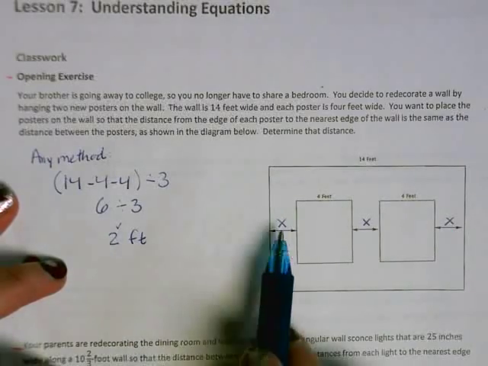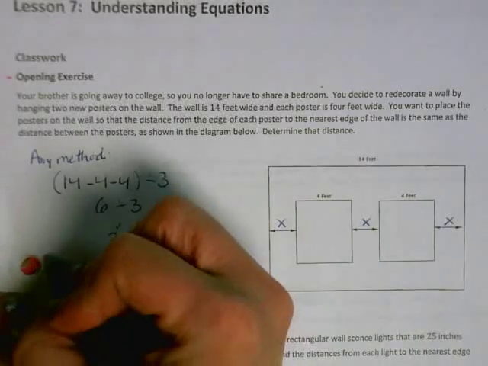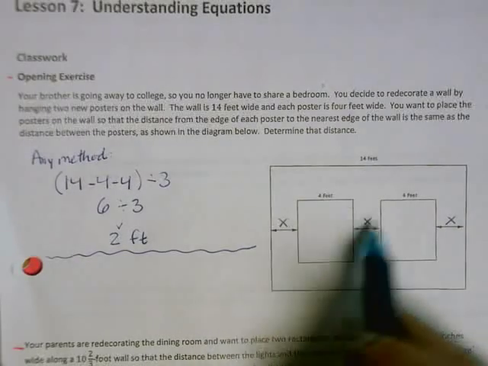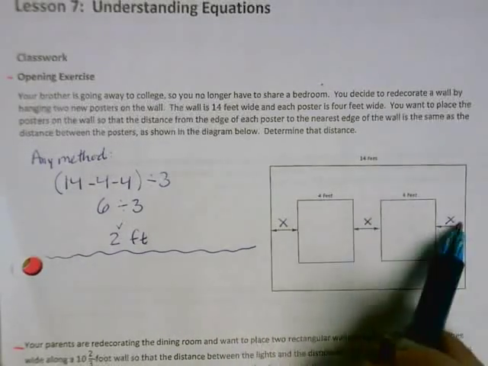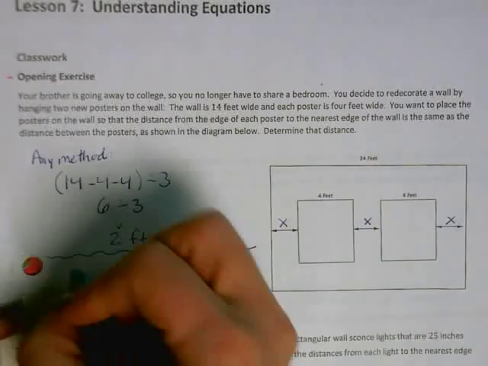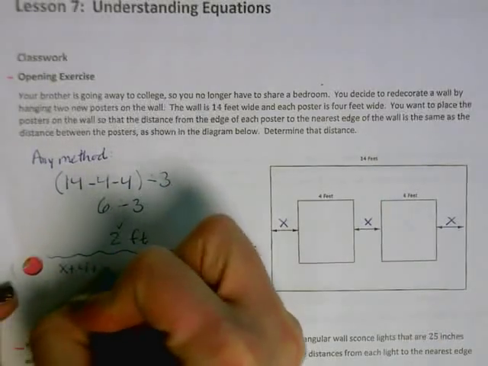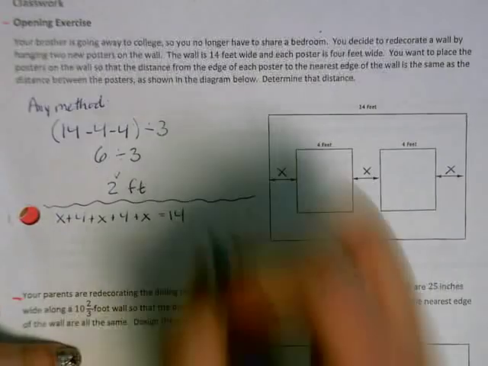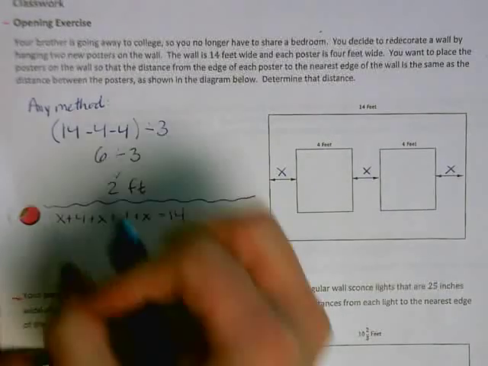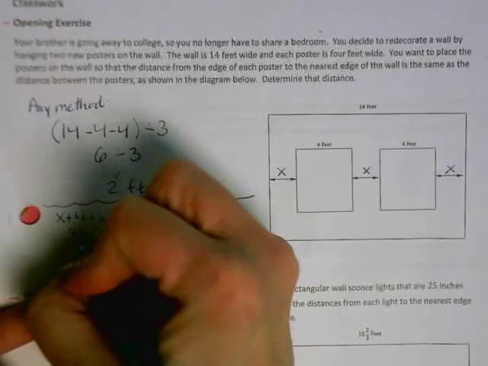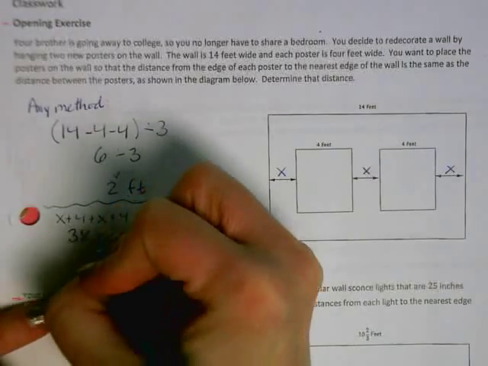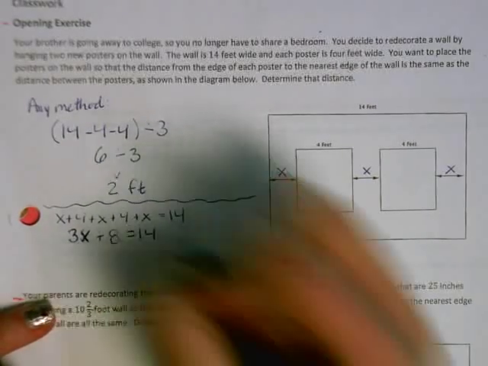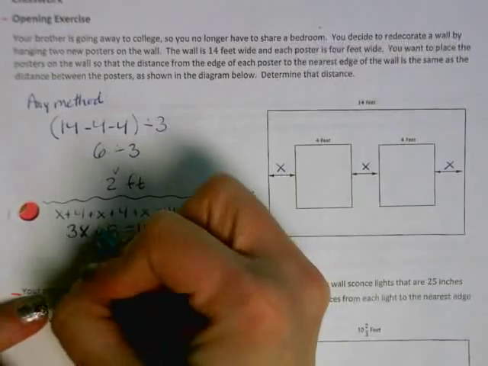If we did this with an equation, we were calling these x's, so let's use those variables. The equation method would just be saying, what do all these things add up to? This plus this plus this plus this plus this equals 14. So I could say x plus 4 plus x plus 4 plus x equals 14, or I could combine my like terms and say, well, I've got 3 x's, plus 4 plus 4 is 8, and all that equals 14. So 3x plus 8 equals 14.